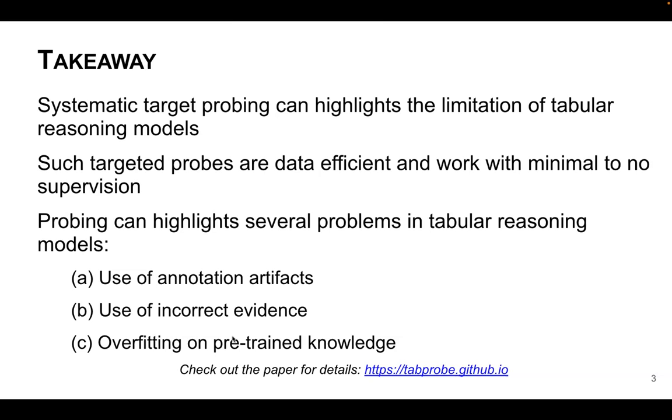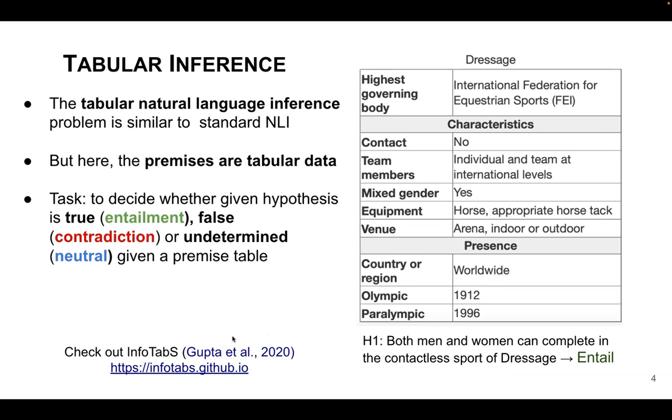These probing methods highlight several problems in existing tabular reasoning models, such as they use annotation artifacts for making predictions. They often utilize incorrect evidence for making predictions, and they also overfit on pre-trained knowledge rather than relying on the provided primary evidence. Now, let's dive deeper into our work and get into details.